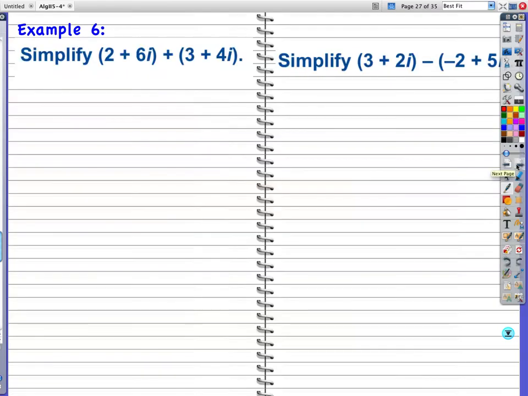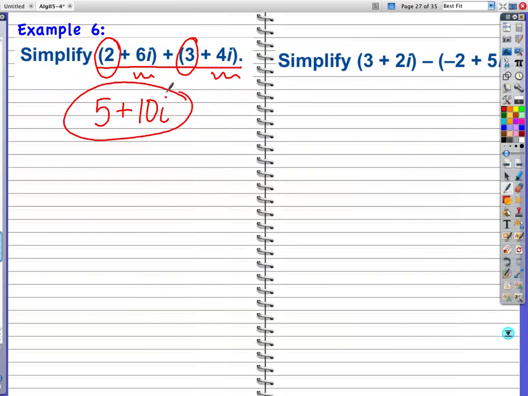Example 6b, I guess we're going to call this. Once again, combine the parts that do not have imaginary numbers, so I have 5. Combine 6i and 4i, 10i. So it looks kind of scary to begin with, but then you're like, oh, that's not so bad. I can do that.